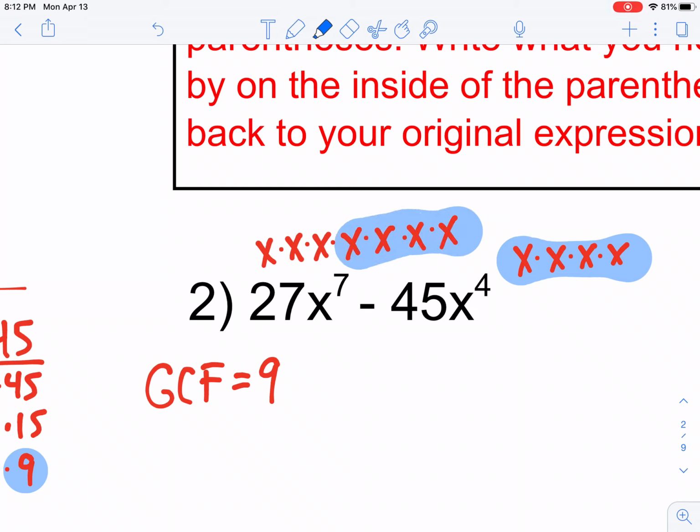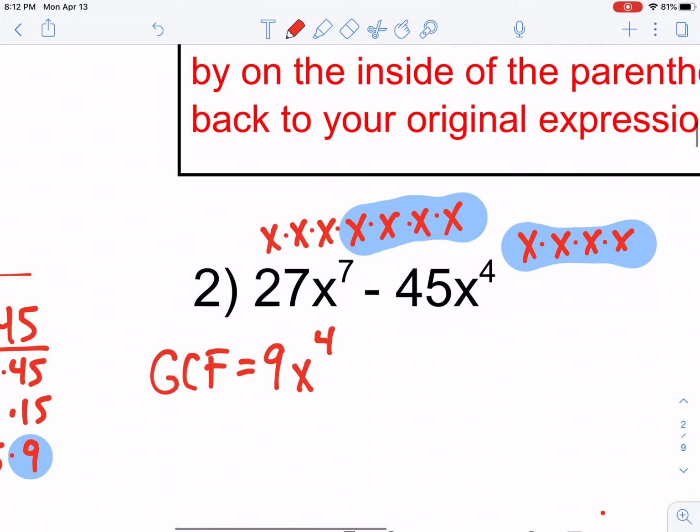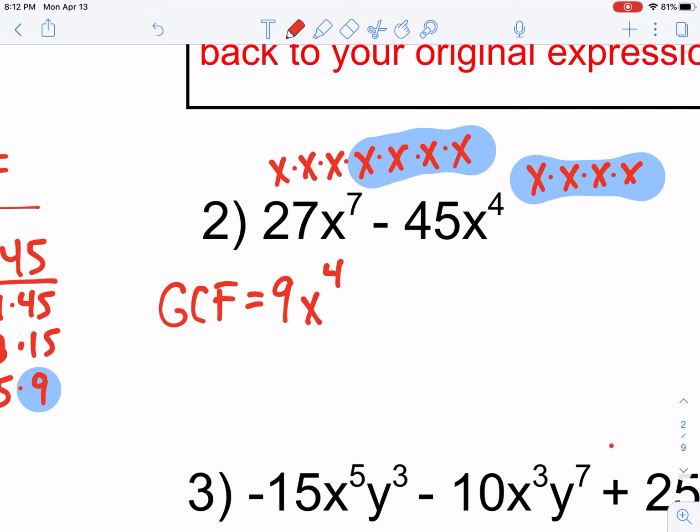See that? And you don't have to write out those x's all the time. If you just know, basically, after a while of doing these, after practicing these a lot, you'll know what your GCF is. It's basically how many x's do they share? Well, 27 has 7 x's, but the 45 only has 4 x's, so they share 4 of them. Okay? So now, ready? We're going to write our answer. So you write the GCF on the outside of the parentheses. So 9x to the 4th goes on the outside.